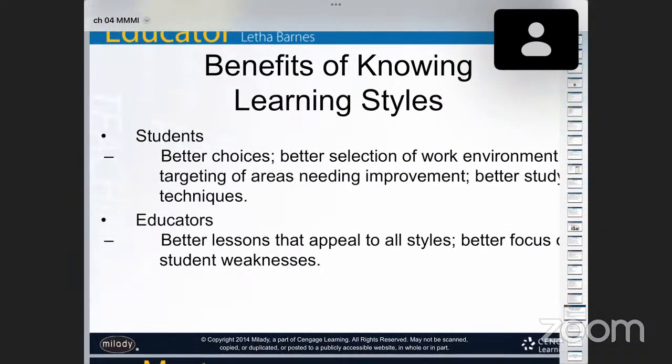Okay, it says benefits of knowing learning styles for the students. Better choices, better selection of work environment, targeting of needs, needing improvement, and better study techniques. You can always, their first week of class, say, hey, I want to give y'all a personality test, and you learn their personalities, but you can also give them a test about their learning style and say, do you understand how you learn? I'm pulling information this week because I'm getting ready to teach you, and I want to make sure I'm reaching you.